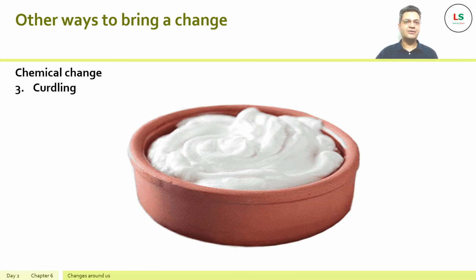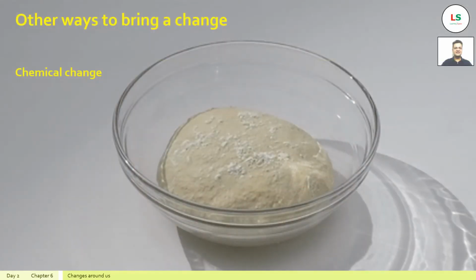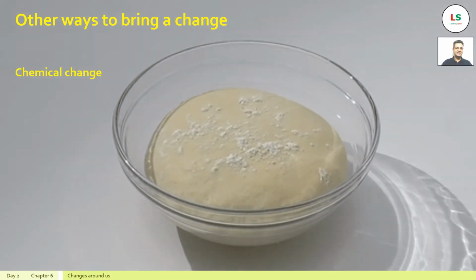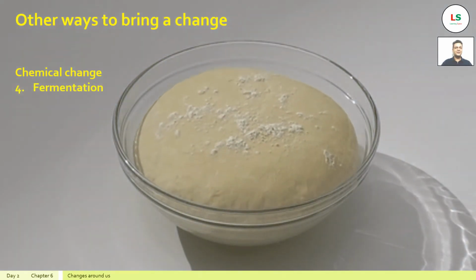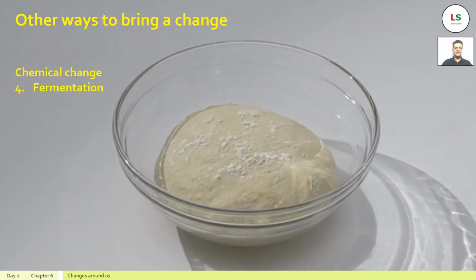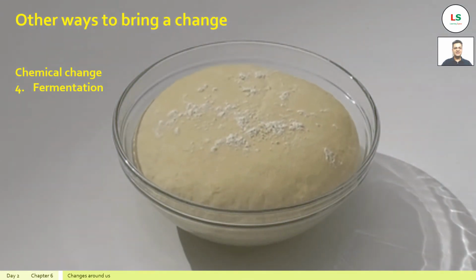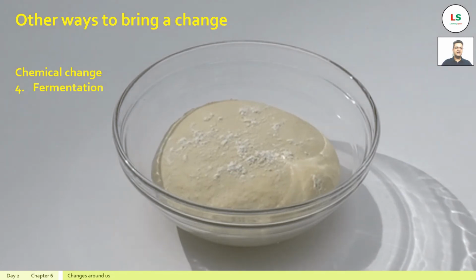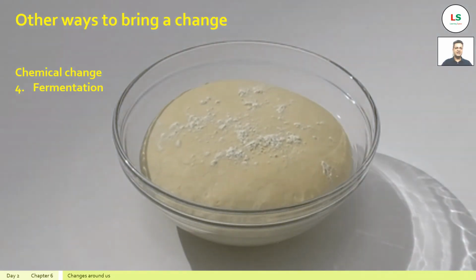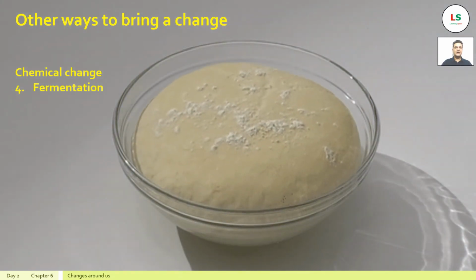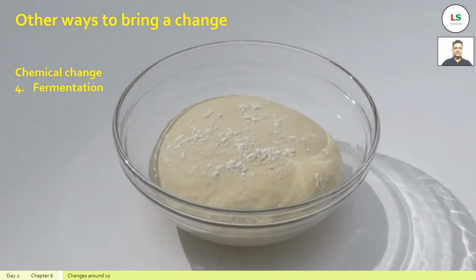Next chemical change is brought by curdling. If small quantity of curd is added to warm milk, stirred and left aside, after some time the entire milk changes into curd. This change cannot be reversed. Next chemical change is fermentation. Fermentation is a process which brings chemical change in organic materials. Examples: Number 1. Grapes are converted into wine using fermentation. Number 2. Dough becomes sour due to fermentation.